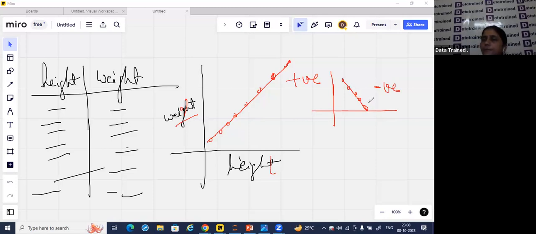Suppose I'm having data where my values are house price and crime rate in a particular location. If I make a scatter plot and I'm getting the scatter plot in this way, I will say negative relationship, which means in areas where crime rates increase, house prices automatically decrease.